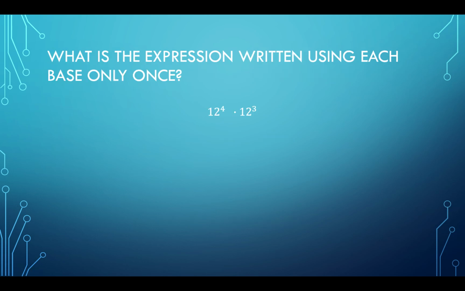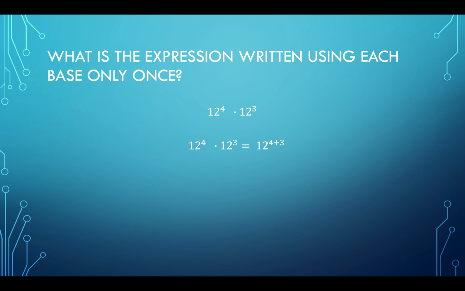What is the expression written using each base only once? So if you get 12 to the 4th times 12 to the 3rd, we want to rewrite it using each base. So we don't want to see that it's 12 to the 4th times 12 to the 3rd. How can we make it nicer? How can we make it a little simplified to look at?